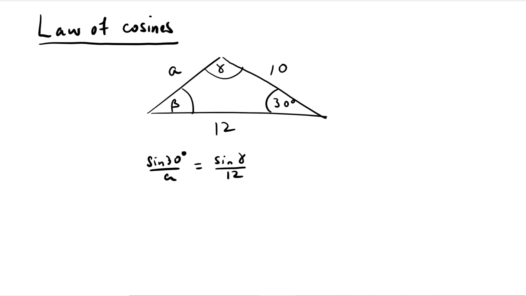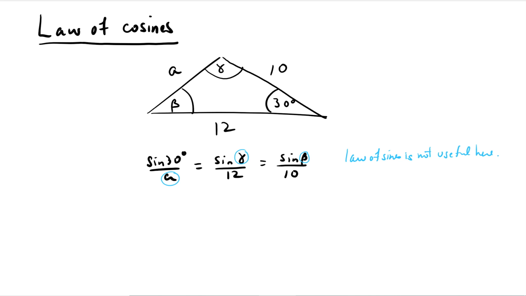But that's not super useful here because I've got two unknowns in this equation. I don't know what gamma is, I don't know what a is. And it's not getting any better if I'm using, let's say, beta, because I don't know what beta is either. So no matter what pair of expressions I use, I'm always going to get an equality involving two unknowns, and I'm kind of stuck here. So law of sines is not useful here.